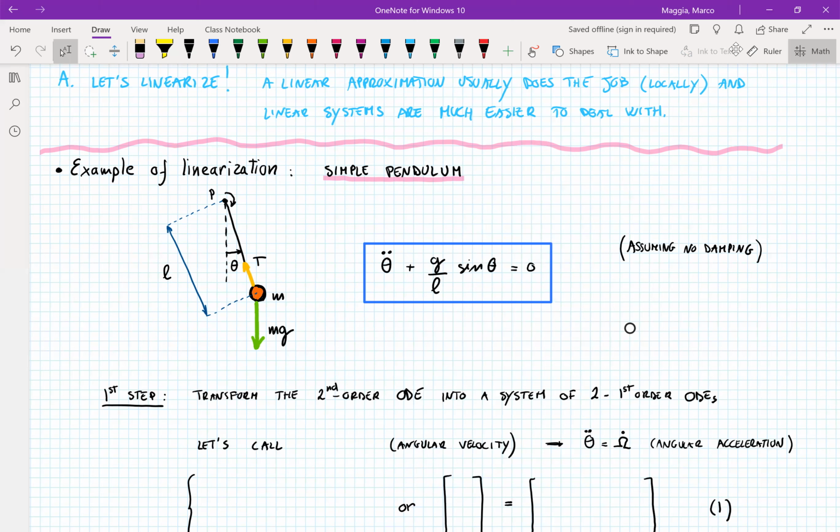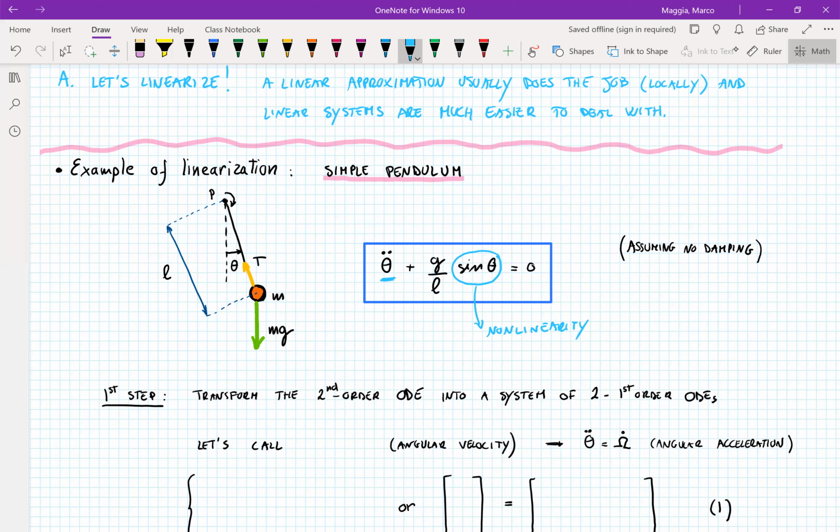Now, is this ODE linear or nonlinear? Well, it is nonlinear, and the nonlinearity is because of the presence of the trigonometric function sine of theta. Remember, the output, and in this case, the output is the angular position of the pendulum, has to appear only linearly, and all its derivatives have to be linear. Y double dot is indeed linear, but sine of theta is not linear. So that's where the nonlinearity comes from.